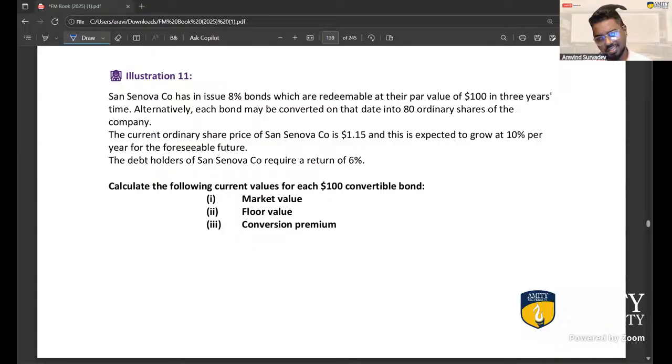Yes, this is expected to grow at 10% per year for the foreseeable future. Excuse me, I think there was some internet issue. Right. For the foreseeable future, the debt holders of Sands Nova Company require a return of 6%. Calculate the following current market values of each $100 convertible bond.